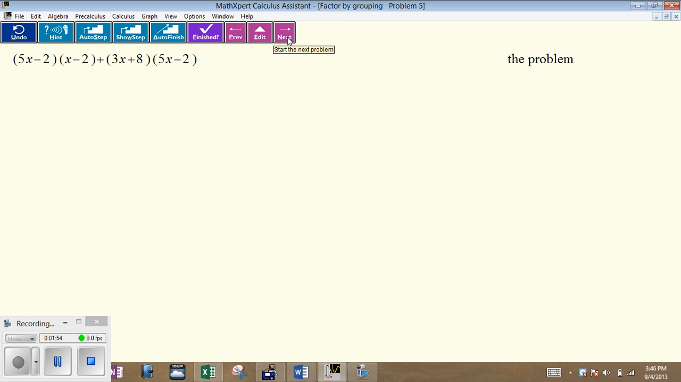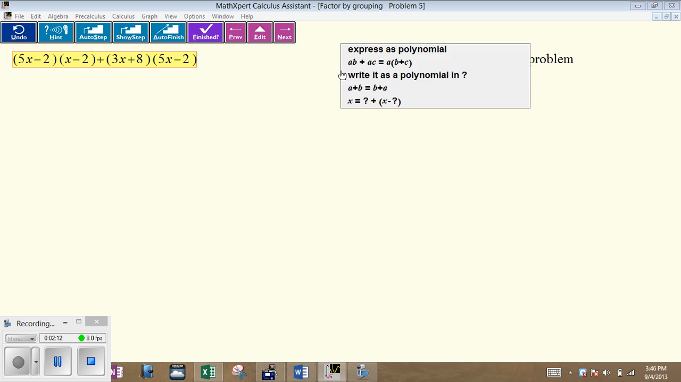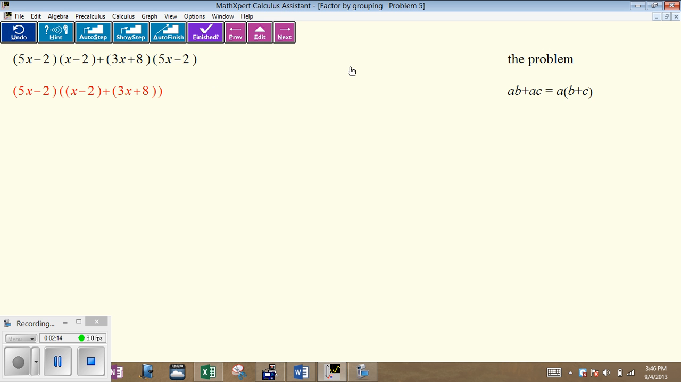Here. Okay? A little not at all like the other problem in terms of its appearance, but clearly both terms, if we identify 2 groupings, both have the 5x minus 2. So that's common, and it can be removed, okay? And here it is removed.